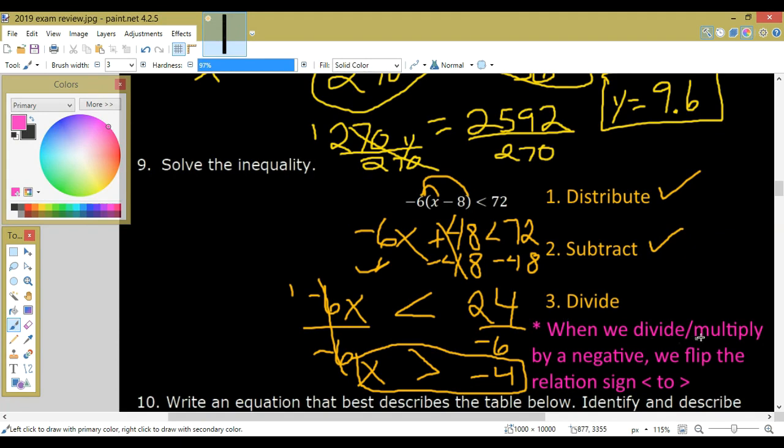So when we divide or multiply by a negative number, like that -6, we flip the relation sign from less than to greater than, or from greater than to less than, depending on what you started with.